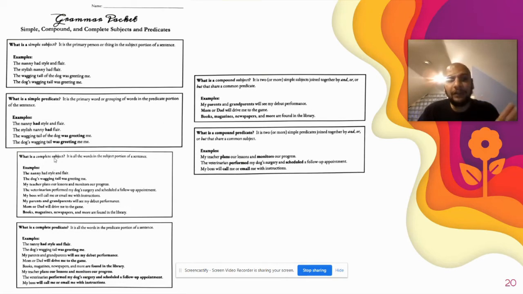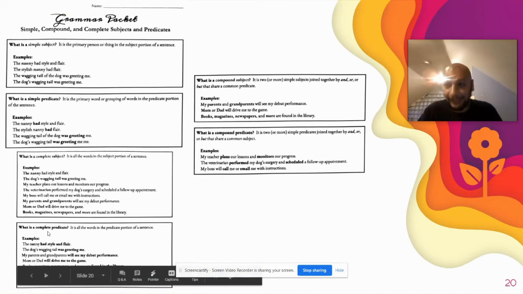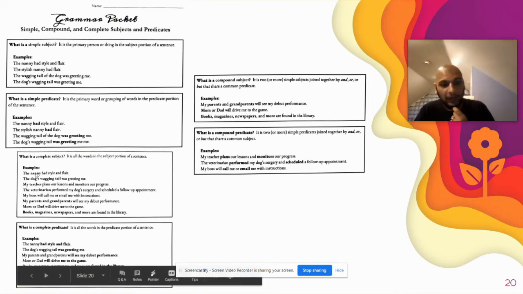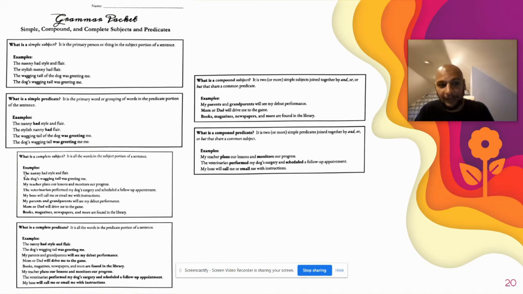And lastly, we have complete subjects and complete predicates. This is everything that's included in the subject section before your verb, and the predicate is everything that happens with the verb and after it. So all of those extra details that you get. So for complete subjects, the nanny had style and flair. It's the nanny, both the article describing the nanny and the nanny herself. A complete predicate in this case would be had style and flair.